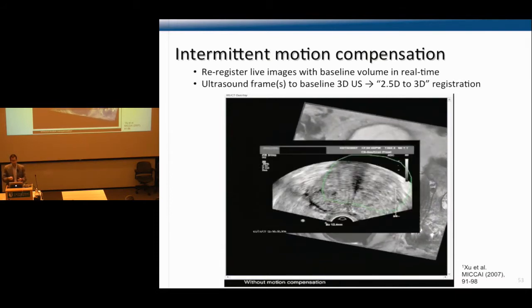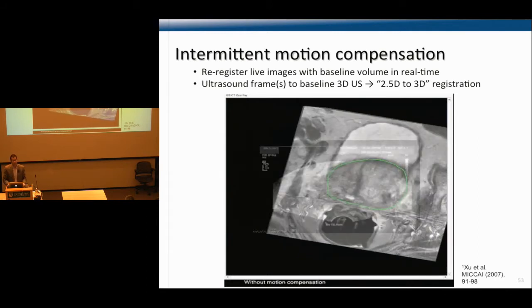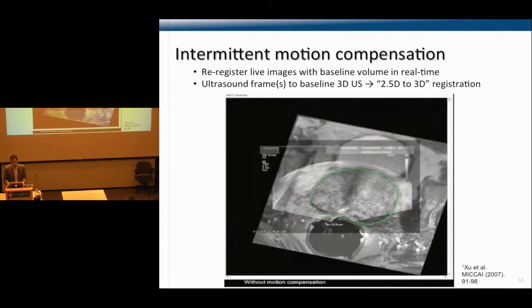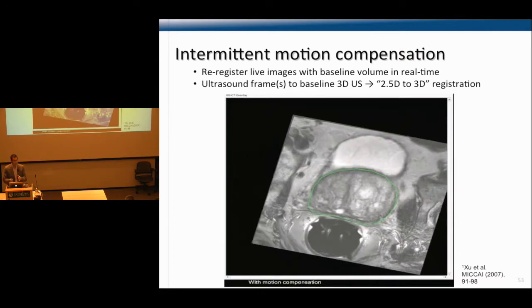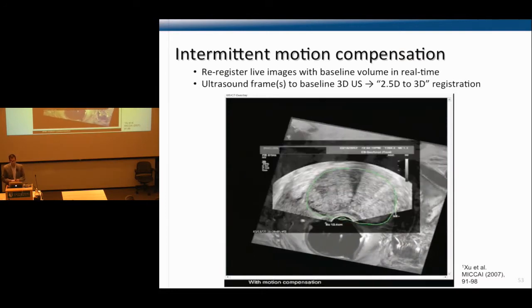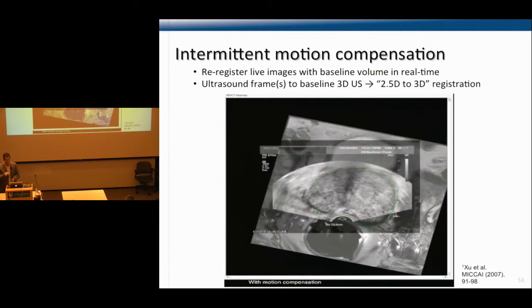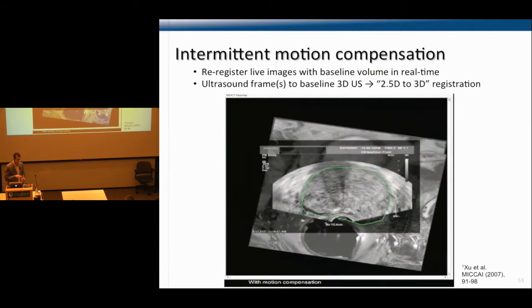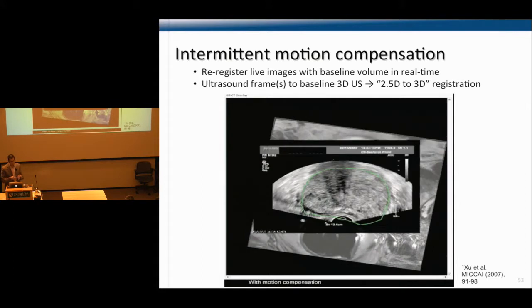So as soon as a biopsy is taken by the urologist, obviously he'll react to that, and the registration might shift a bit compared to what we had initially. So motion compensation was a key issue here that we needed to address. To solve that, we took some of the last ultrasound frames to co-register with the initial 3D ultrasound. That helps us correct for any motion.